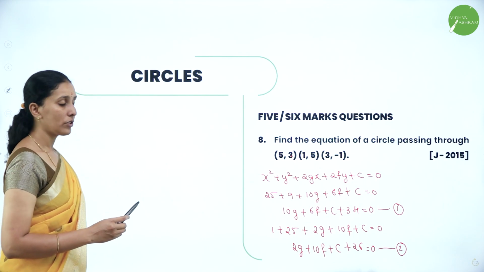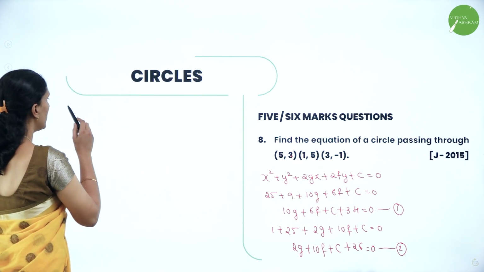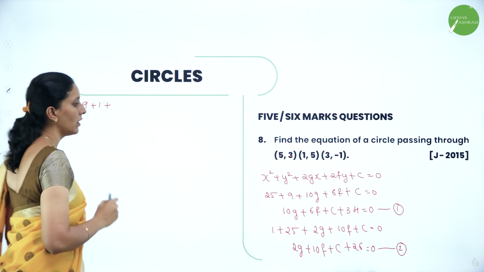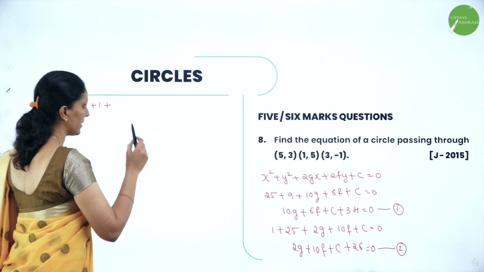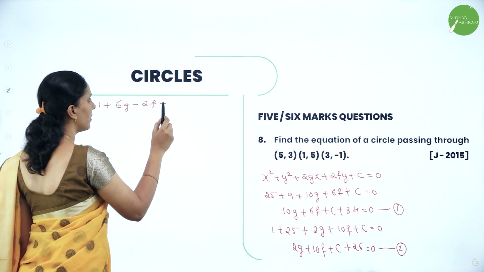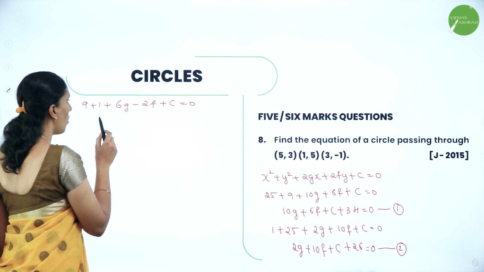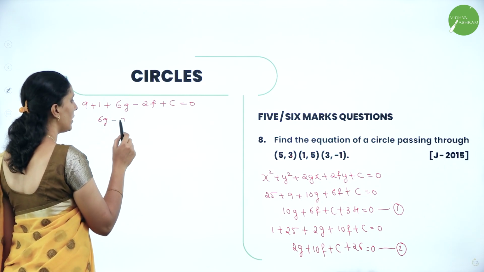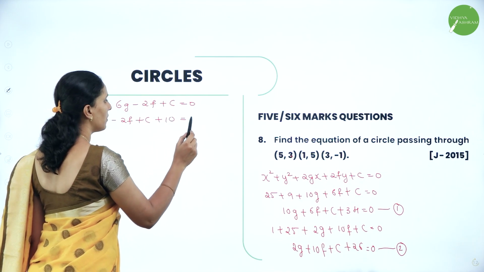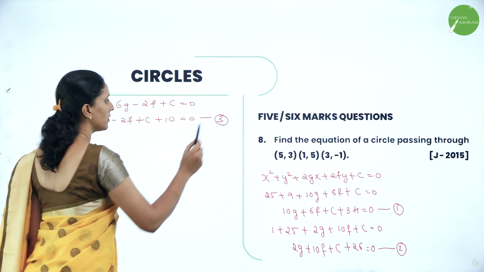Now let's take it for (3, minus 1). So 3 square is 9, 1 square is 1, plus 2gx, that is 6g, minus 2f plus c is equal to 0, or we'll get 6g minus 2f plus c plus 10 is equal to 0. Take this as equation 3.